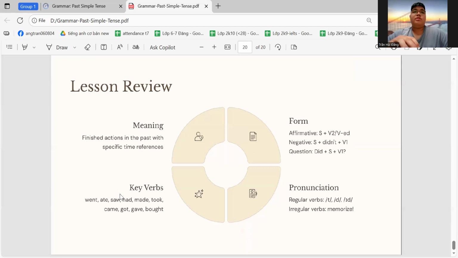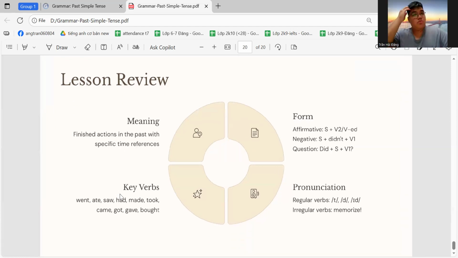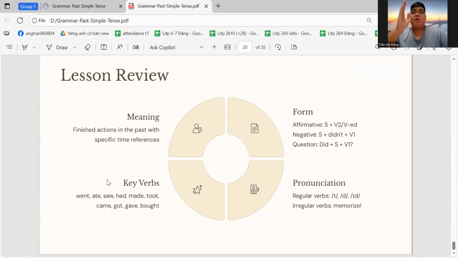Okay, now come to the lesson review. The first one I want to review is the meaning. The meaning of past simple tense is finished actions in the past with a specific time reference. About the form, the affirmative, the negative, the question. And about the keywords, we need the verb with ed or the V2, like went, ate, saw, had, made, took. And about the pronunciation, just remember the regular verbs and the irregular verbs.